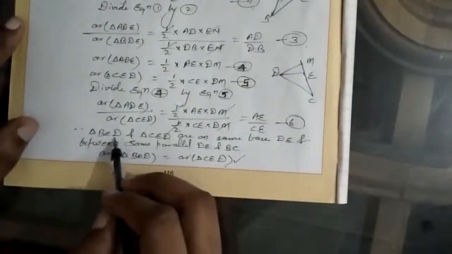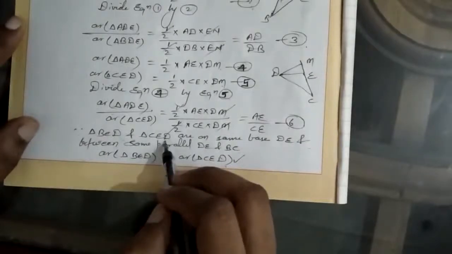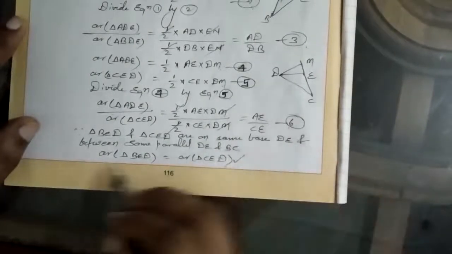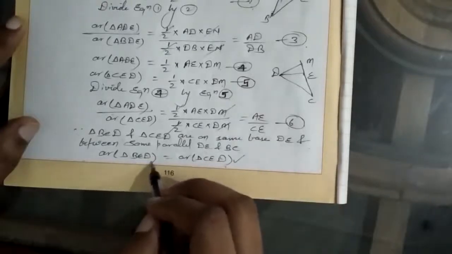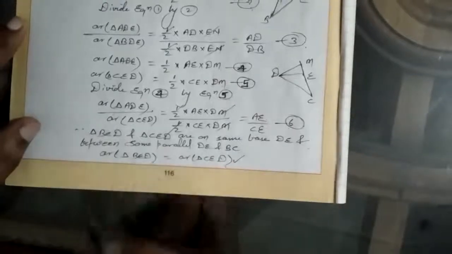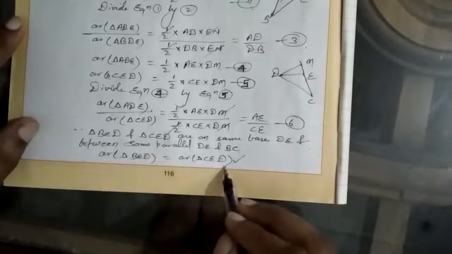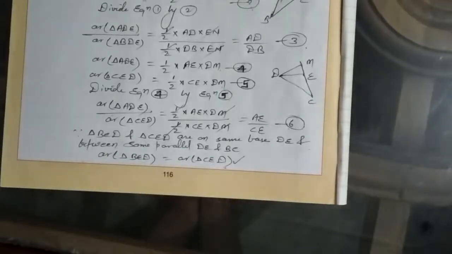So we write here the theorem that triangles BED and CED are on the same base DE and between the same parallel lines DE and BC. So the area of triangle BED will be equal to the area of triangle CED. Remember, this is a theorem in class 9th. If two triangles are made on the same base and between the same parallel lines, then their areas will be equal.